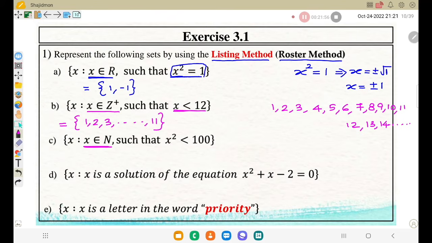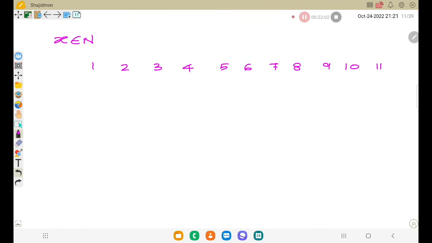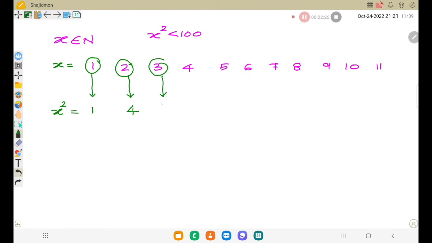Now what is the condition we need to check? Such that x square should be less than 100. The square of the number should be less than 100. For example, this is the x number. First, x belongs to N means x is a natural number. If you are taking x as 1, what is the square of this number? 1 itself, correct? Now if you are taking 2, what is the square of this number? 4.